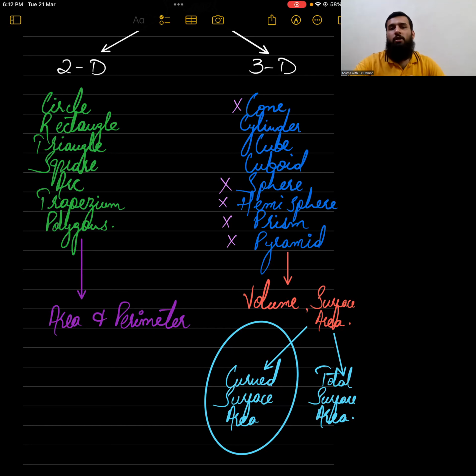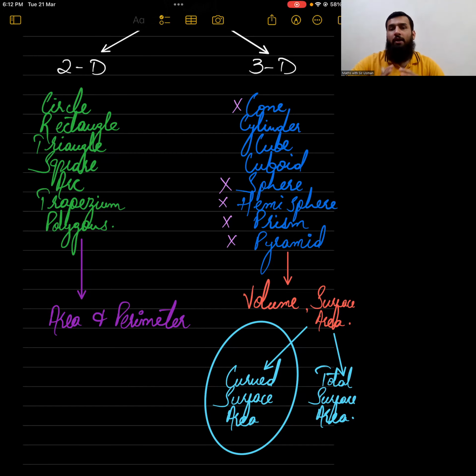Now talking about the 3D shapes, we have a lot of them in our syllabus. Like we have cone, we have cylinder, cube, cuboid, then we have a sphere. Then if we cut off the sphere into two portions or two equal parts, we would be left with a hemisphere. And that hemisphere is actually an exact half of a sphere.